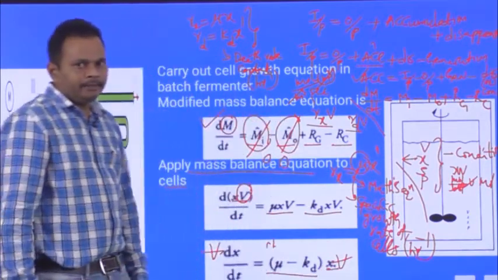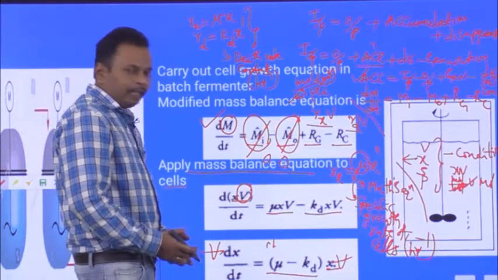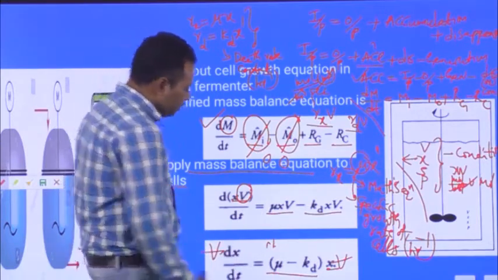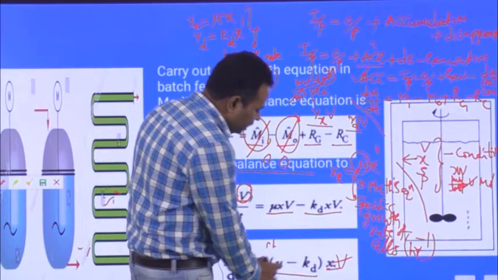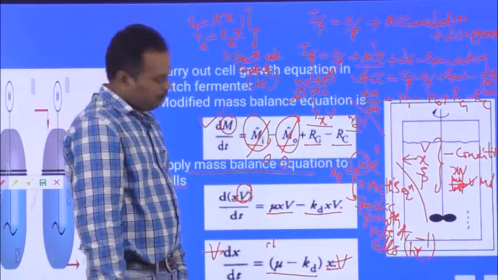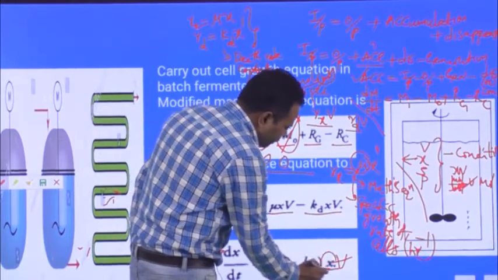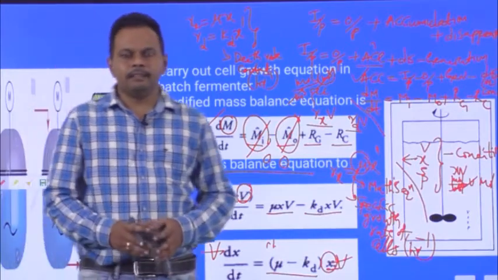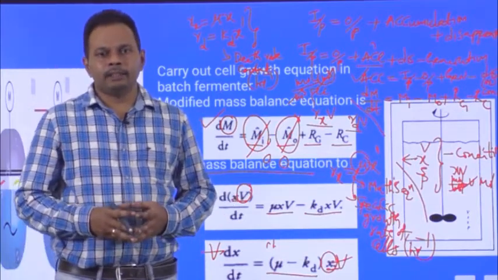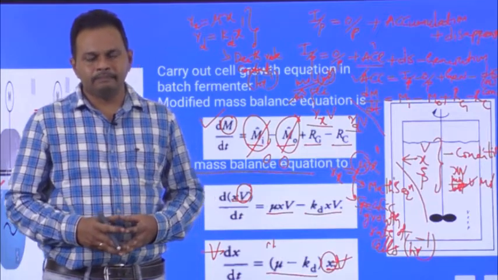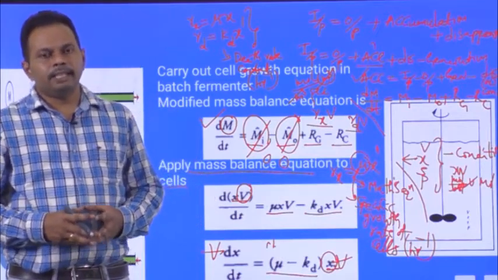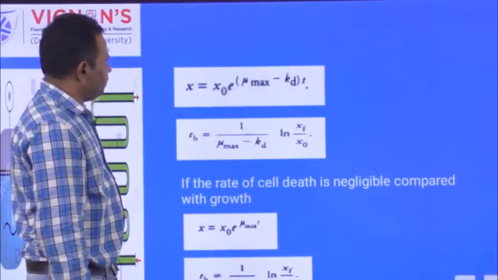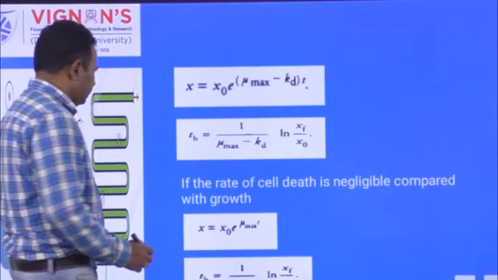What is the meaning of this equation? As the reaction time proceeds, the cell concentration change with respect to time depends on the specific growth rate of the cell, the death rate constant, and also the cell concentration within the fermenter. This equation says that the cell concentration change with respect to time within the batch fermenter depends on the specific growth rate, the death rate constant, and the cell concentration. Okay. Next one.